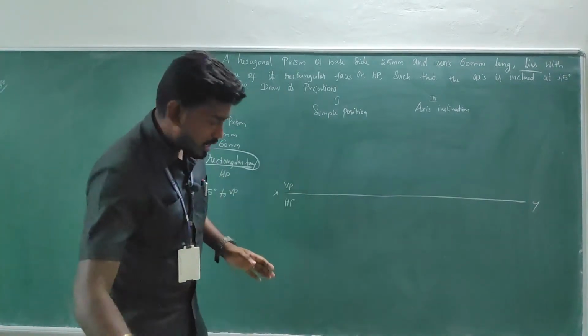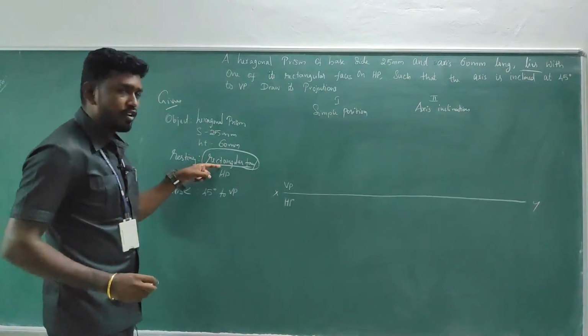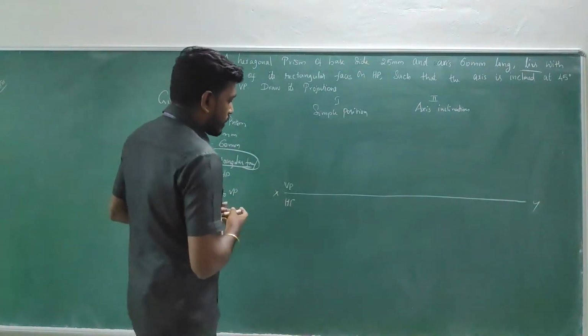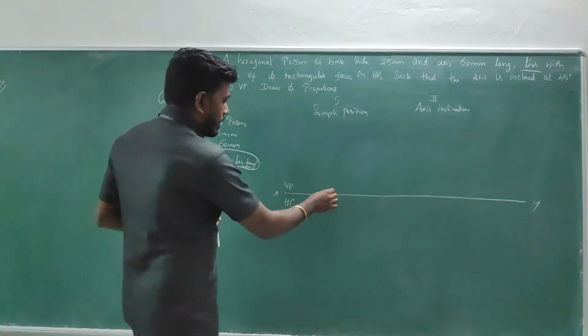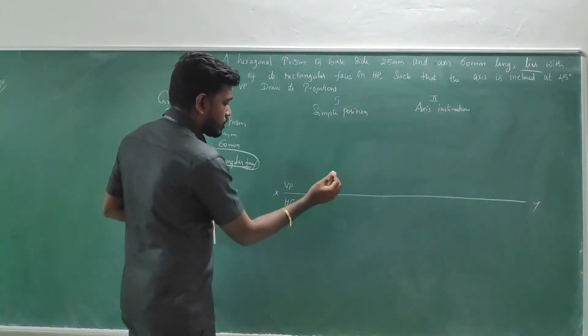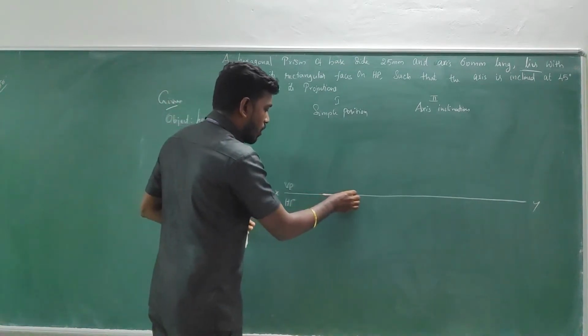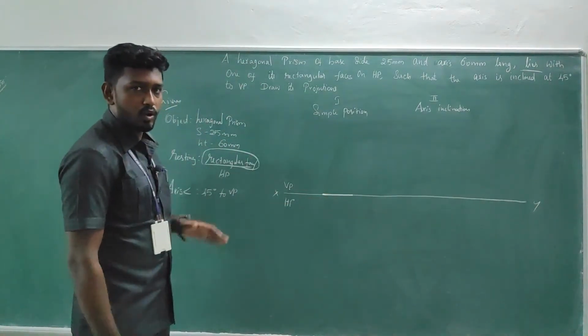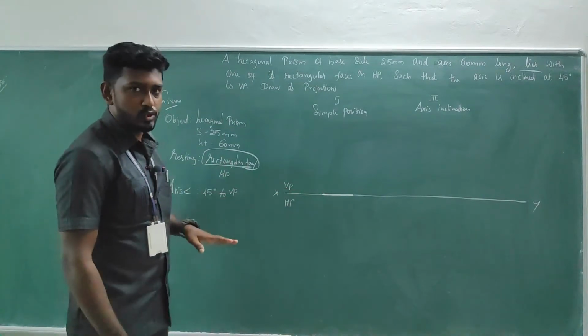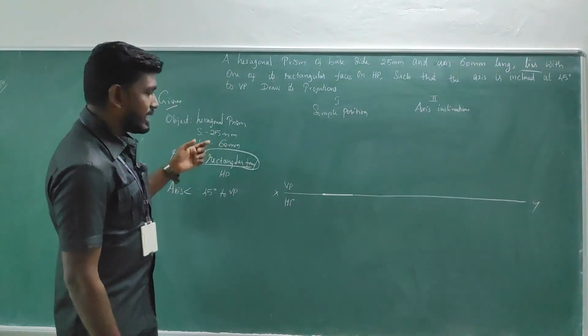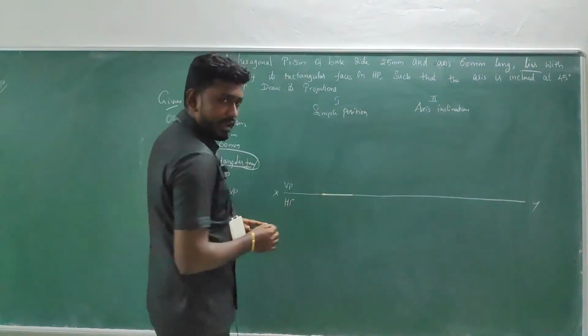Remember in your mind, when a rectangular face is kept resting, one of the base edges will give the observation just on the XY line. So we must take one of the edges on the XY line, not on the right side. What about the measurement? It is 25 mm. This line should be 25 mm.